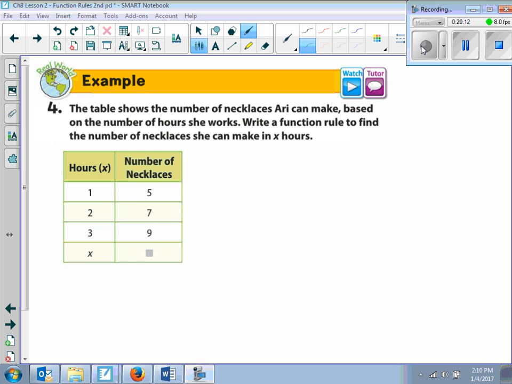All right, the table shows the number of necklaces Ari can make based on the number of hours she works. Write a function rule to find the number of necklaces she can make in x hours. So once again, we are going to look at our pattern, okay? And this is just a table that is vertical rather than horizontal, okay? So how do I get from 5 to 7? Plus 2. And then 7 to 9 plus 2. So again, that means that that 2 is going to be multiplied times our term number. Is everybody with me?